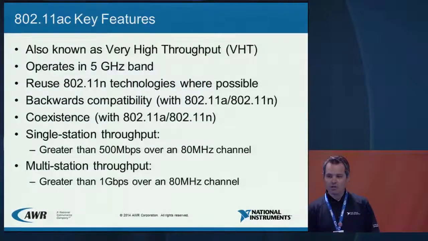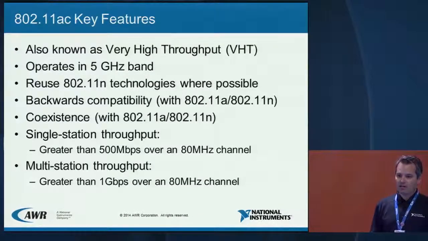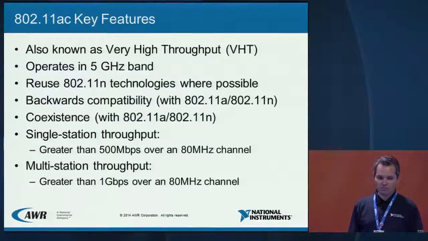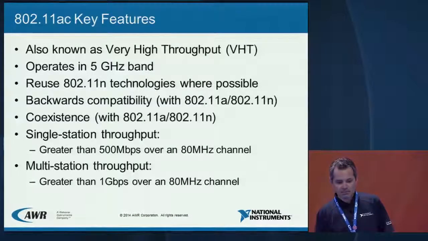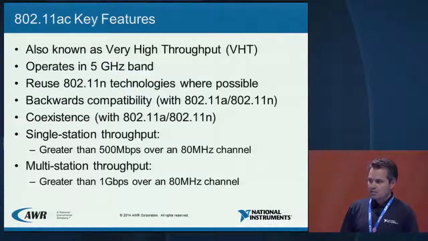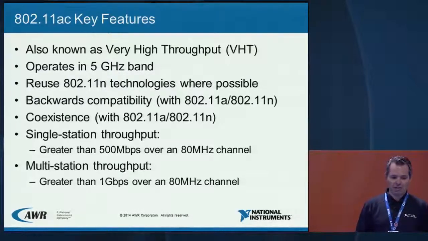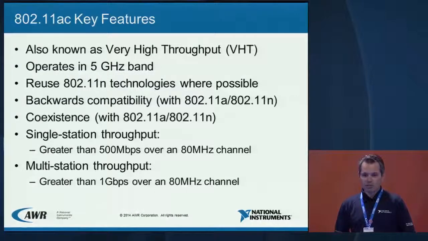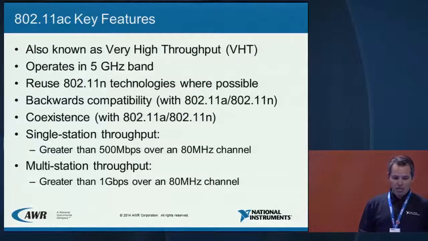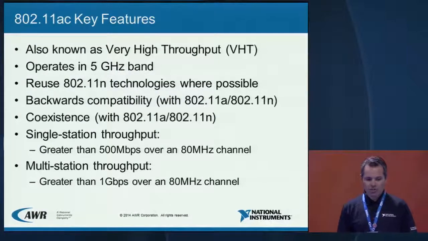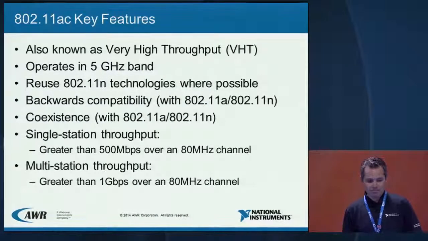The 802.11ac is also known as the very high throughput, or VHT, because it does provide a very high throughput compared to the previous standards. It operates strictly in the 5 gigahertz band, and it tries to reuse as much of the 802.11n technologies as possible in order to be backwards compatible with the previous standards. It also coexists with the 802.11a and n in the 5 gigahertz band.